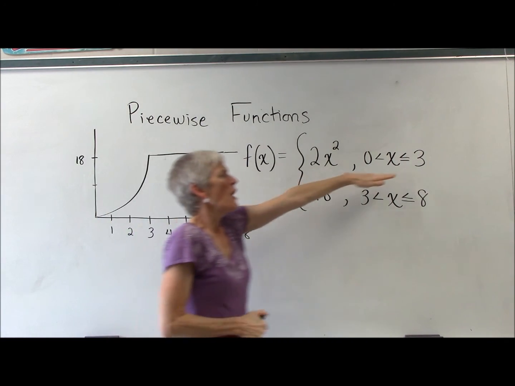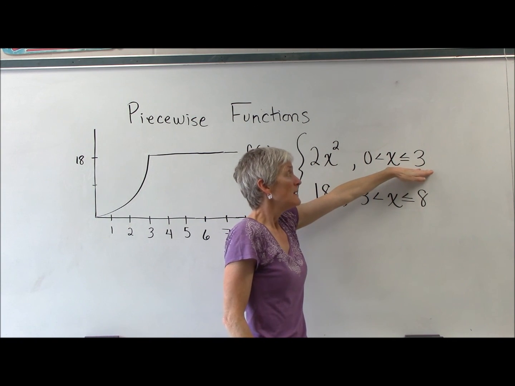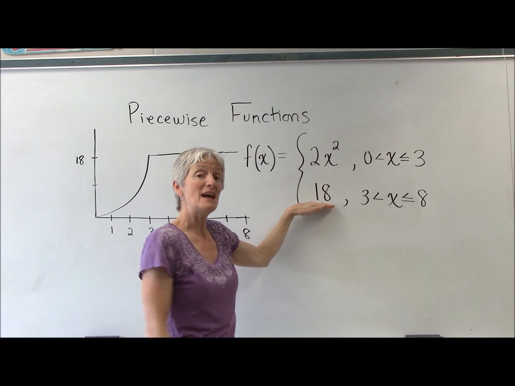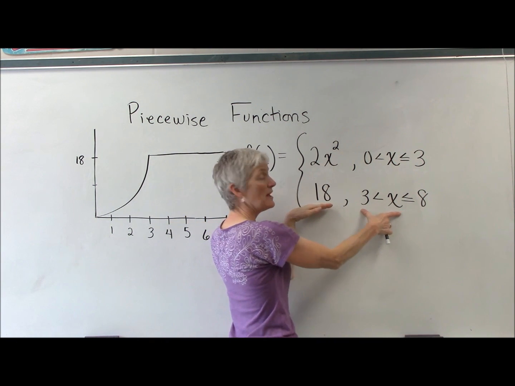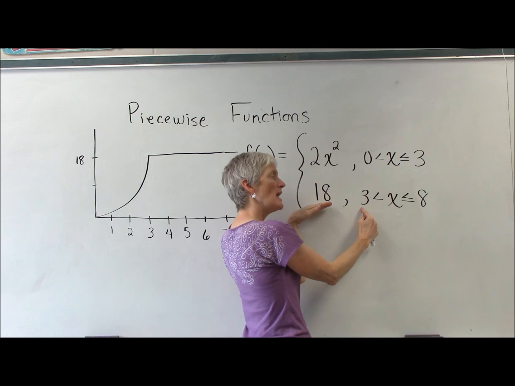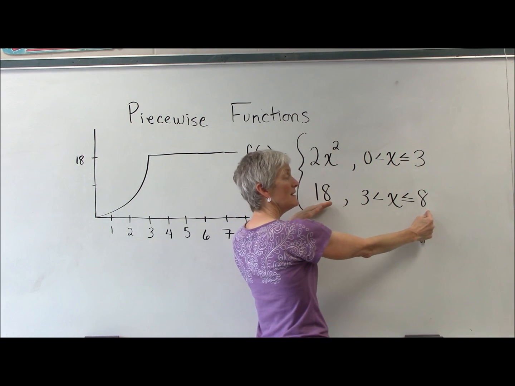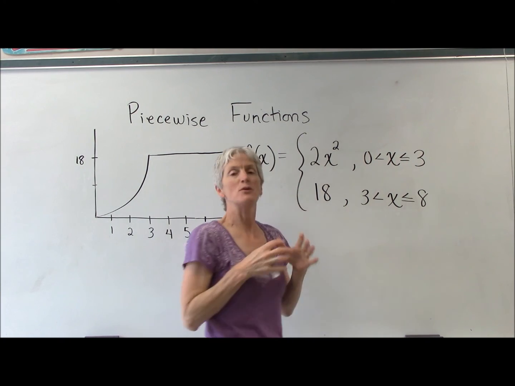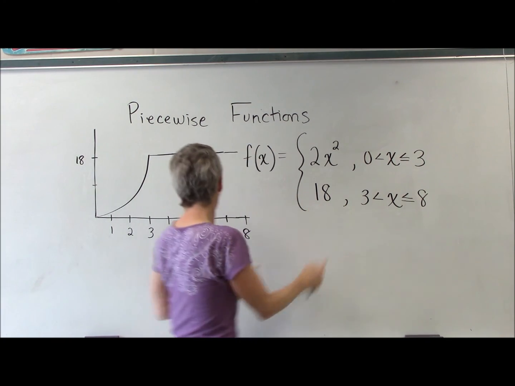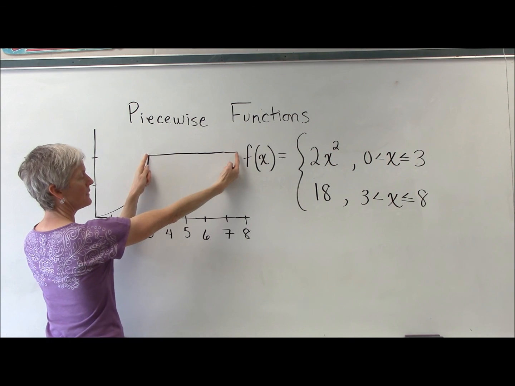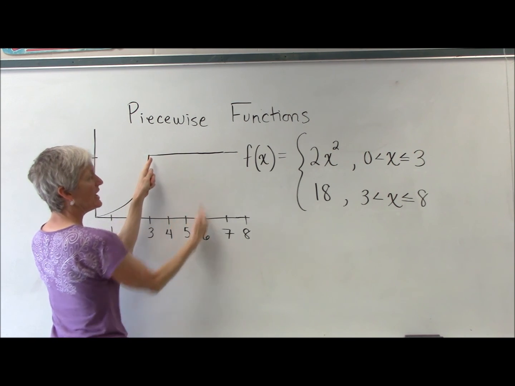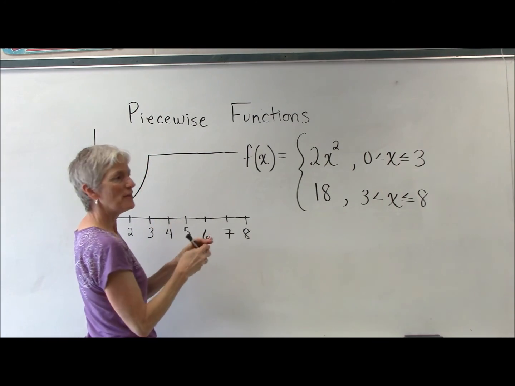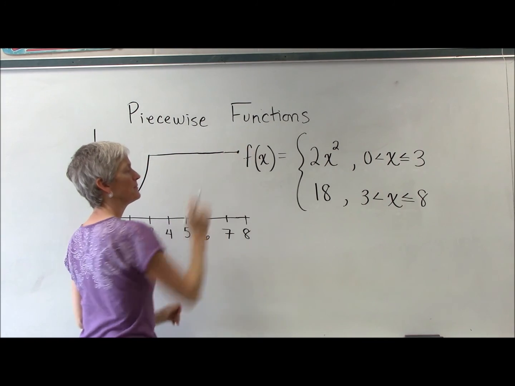But then, when x is a little bigger than 3, I suddenly move to my second piece. Because the second piece is from all x's between 3 and 8 inclusive. So when x is 3.0001, I'm on this piece. Boom. When x is 5.7, I'm on this piece. All the way up to when x is 8. And that's when the function ends.